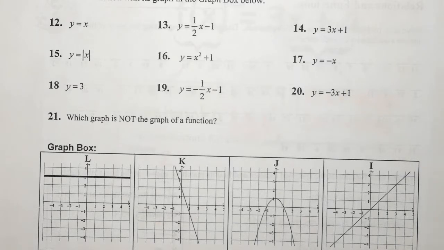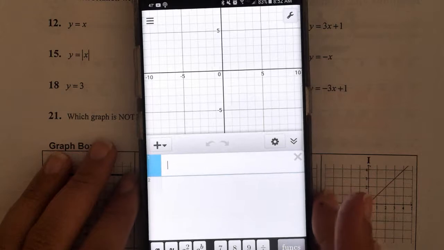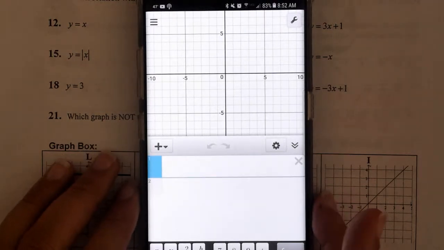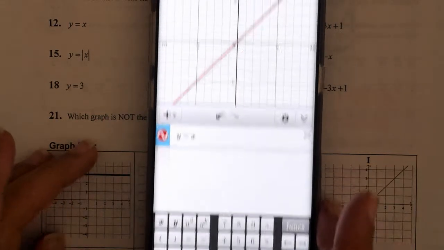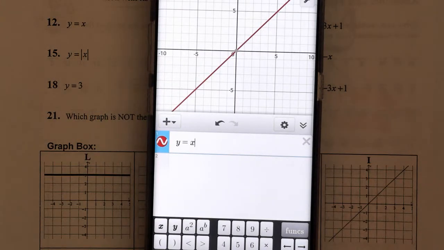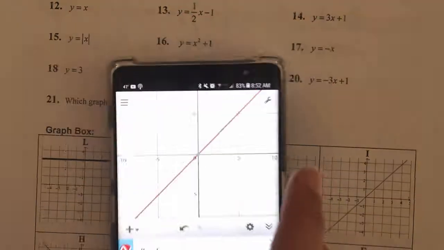So what we're going to do is I'm going to graph each of these on my handy dandy app called Desmos. Have you guys heard of Desmos? No. It is lovely. You can download it, but not right now. It graphs functions for you. It's amazing. I can type in y equals x, and look, it's graphed. So now we're going to take this graph on the screen, and find which one looks like y equals x on your paper.